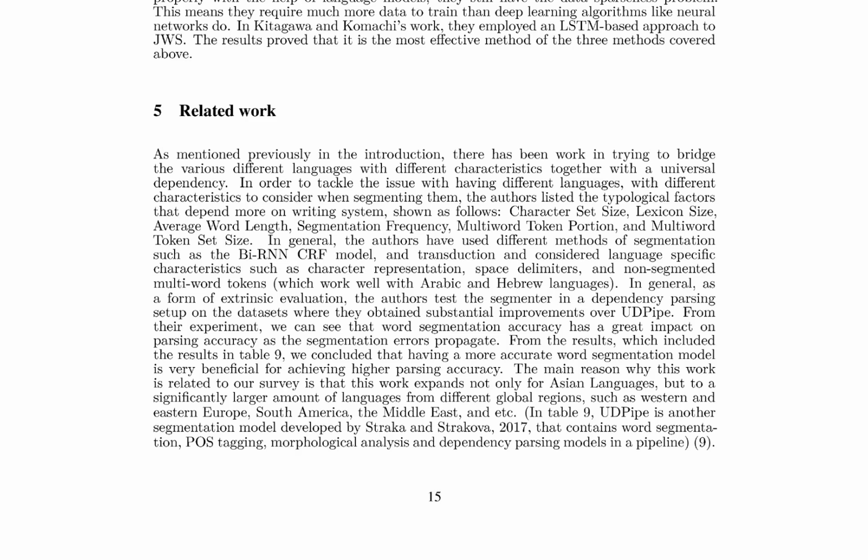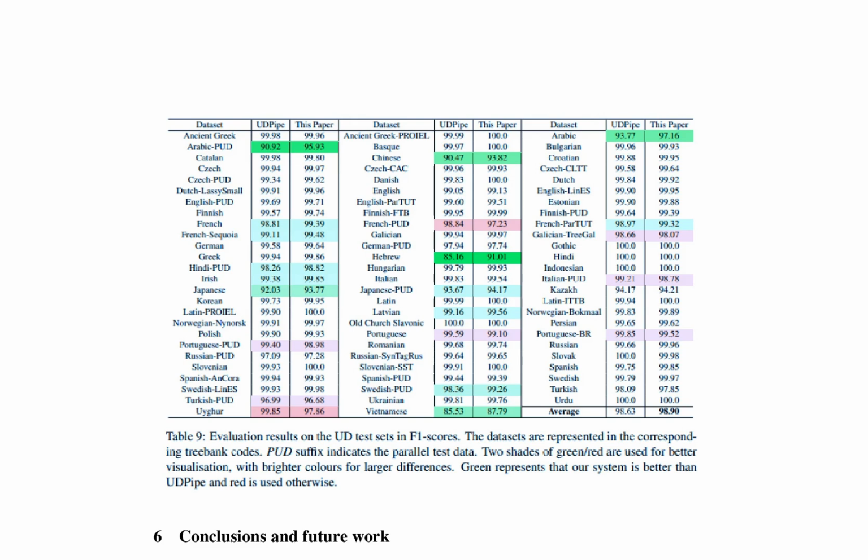The paper further presents a comprehensive evaluation of word segmentation models on a wide range of languages, including Asian languages, Western and Eastern European languages, South American languages, and Middle Eastern languages. The evaluation results in Table 9 show that the proposed method outperforms UDPipe in most datasets, with significant improvements observed in languages such as Arabic, Hebrew, and Hindi.